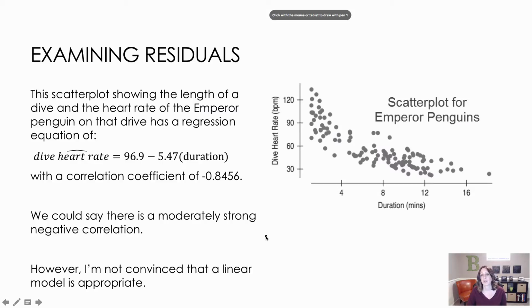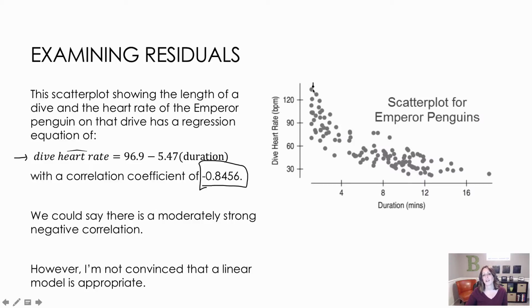So here's an example again of the scatter plot for emperor penguins. This gives me the duration in minutes of a dive and the heart rate of that dive. And if I find the least squares regression line, I have my dive heart rate hat, so the predicted dive heart rate equals 96.9 minus 5.47 multiplied by duration. It gives me a correlation coefficient of negative 0.8456, which is fairly strong.